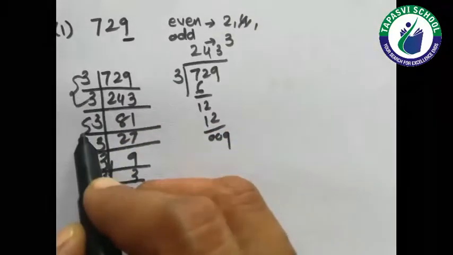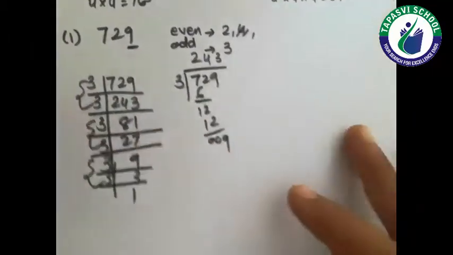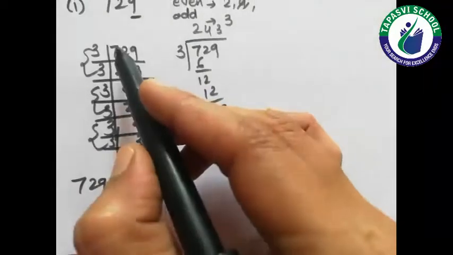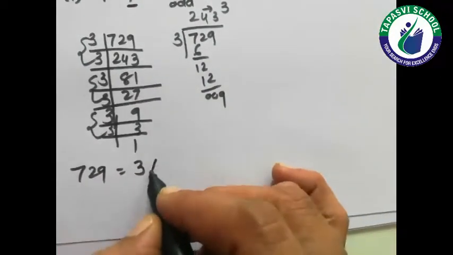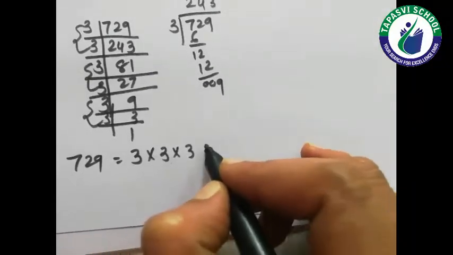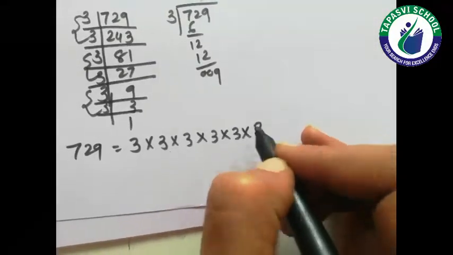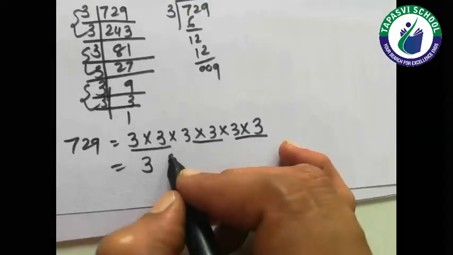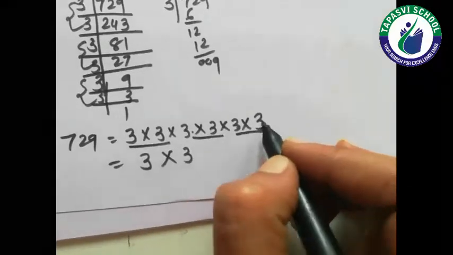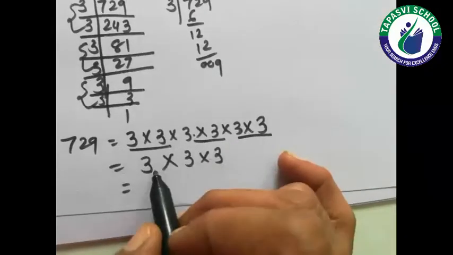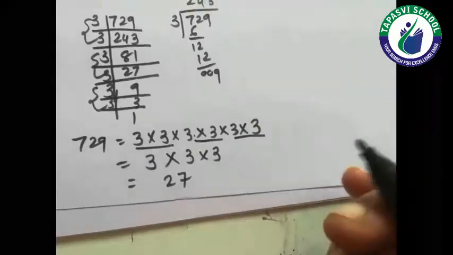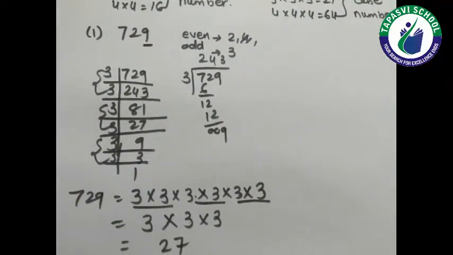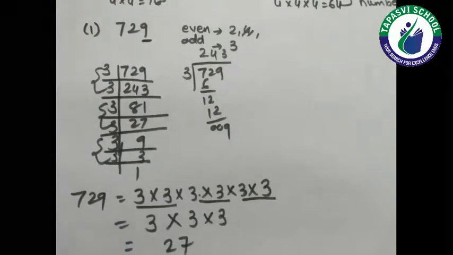Now you are supposed to make pairs of 2 numbers. So here 729 is equal to 3 taken 6 times, 1, 2, 3, 4, 5 and 6. So here 2 times 3 is there, so we will take 1 time, 2 times we will take 1 time, 2 times we will take 1 time. So 3 3s are 9, 3 9s are 27. So the square root of this number is 27. This way you are supposed to solve the sums of square root.